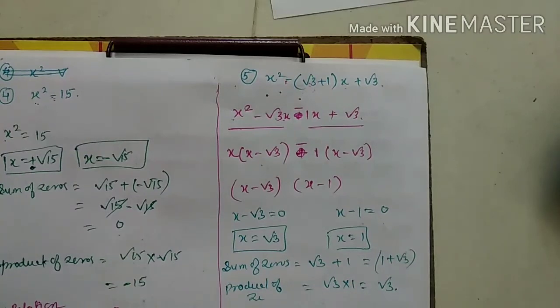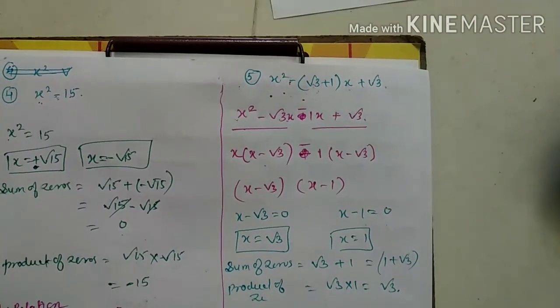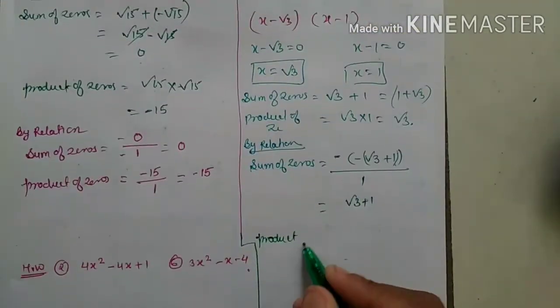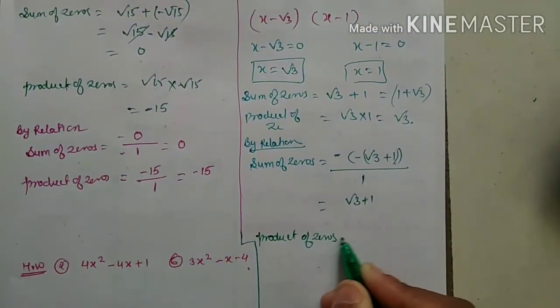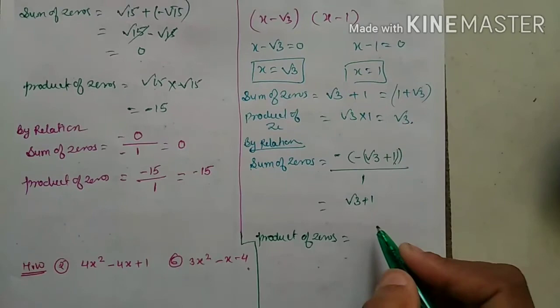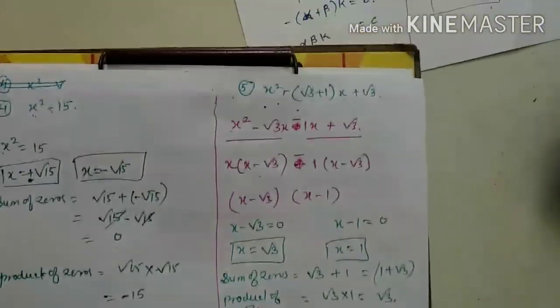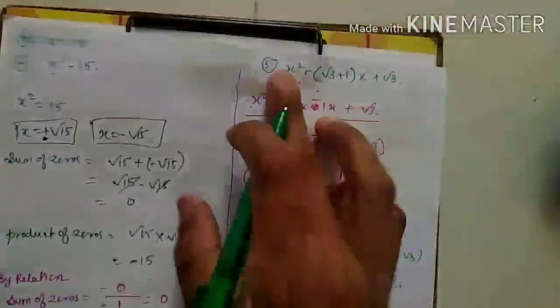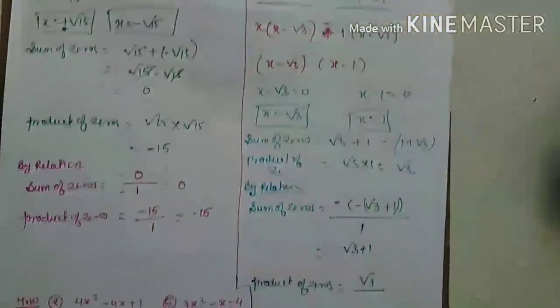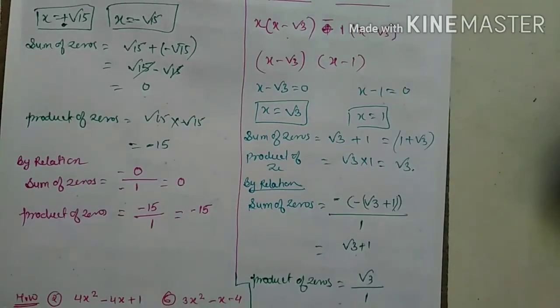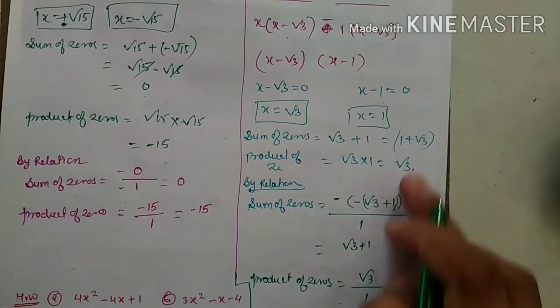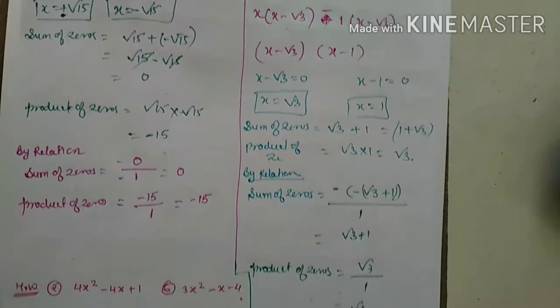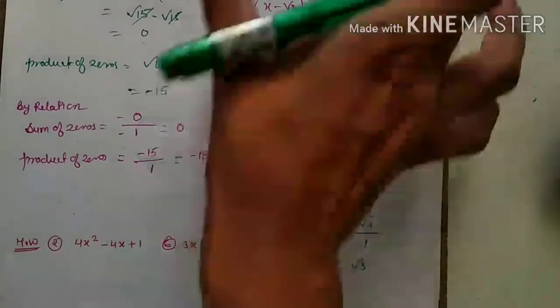Now come to the next, product of zeros. The product of zeros formula is what? Constant term. Come to the question. The constant term is root 3 upon the coefficient of x square. Again, x square's coefficient is 1. You can see your answer is root 3. You can match your answer with these zeros. So this is the way you have to solve the question completely.